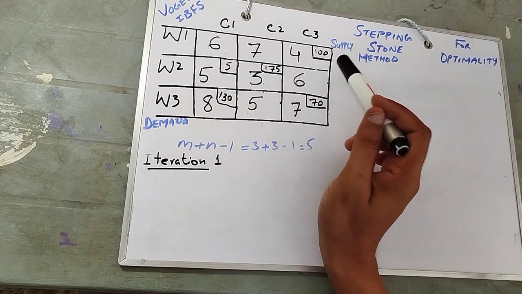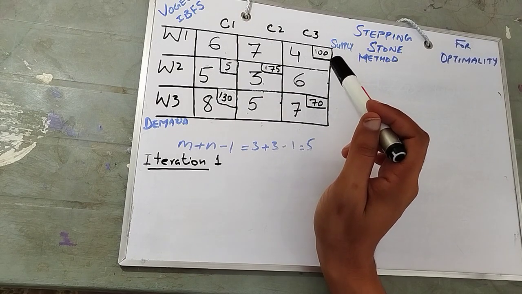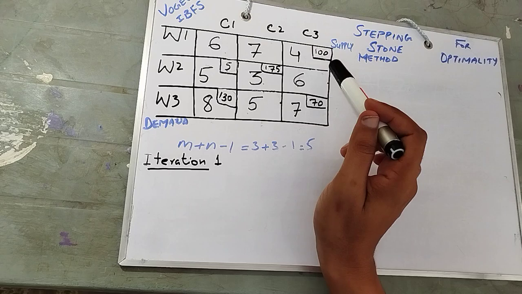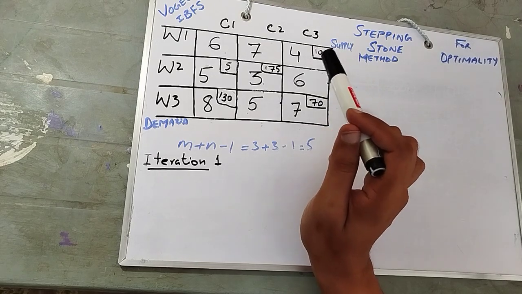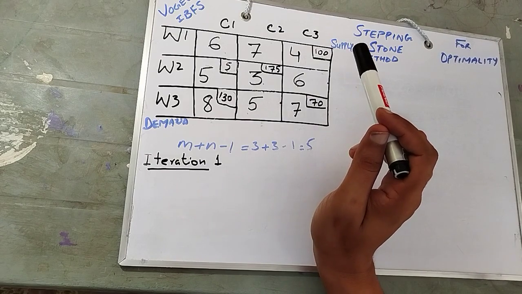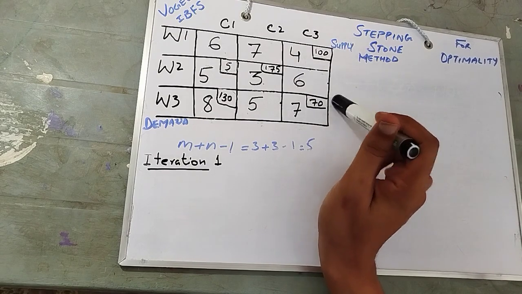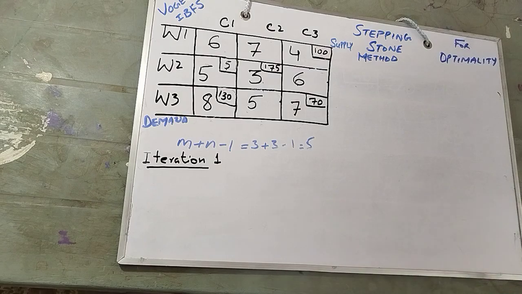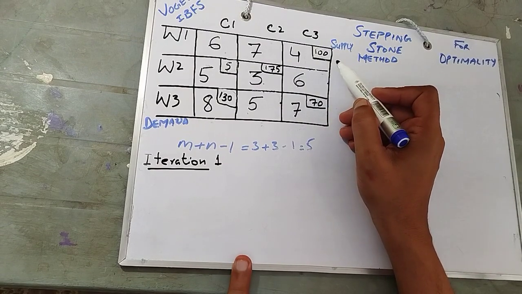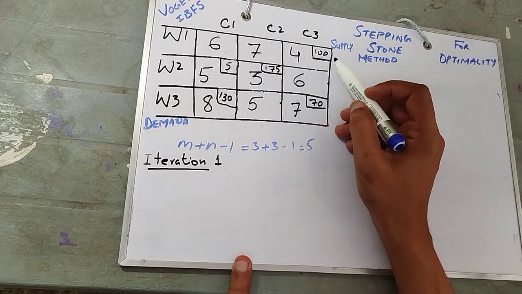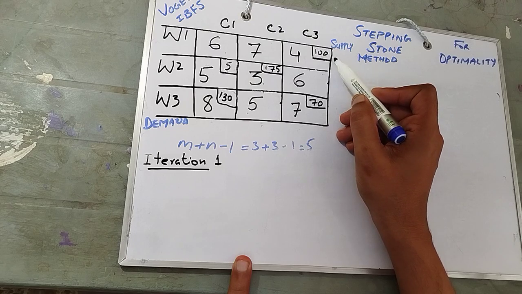So Vogel approximation method gives you the best initial basic feasible solution comparatively to northwest and least cost. So this is the solution we are having. Now, first we need to see whether we have allocated the quantity perfectly or not as per the demand. Have we supplied as per the demand or not?